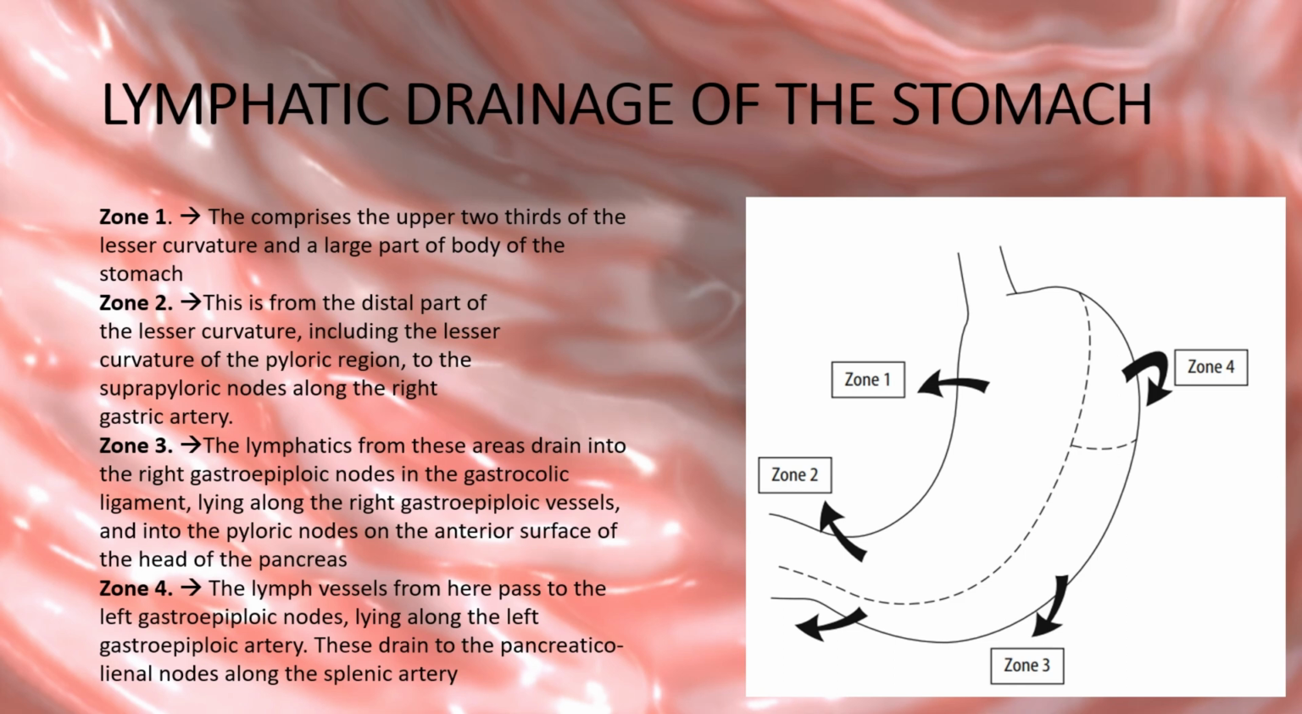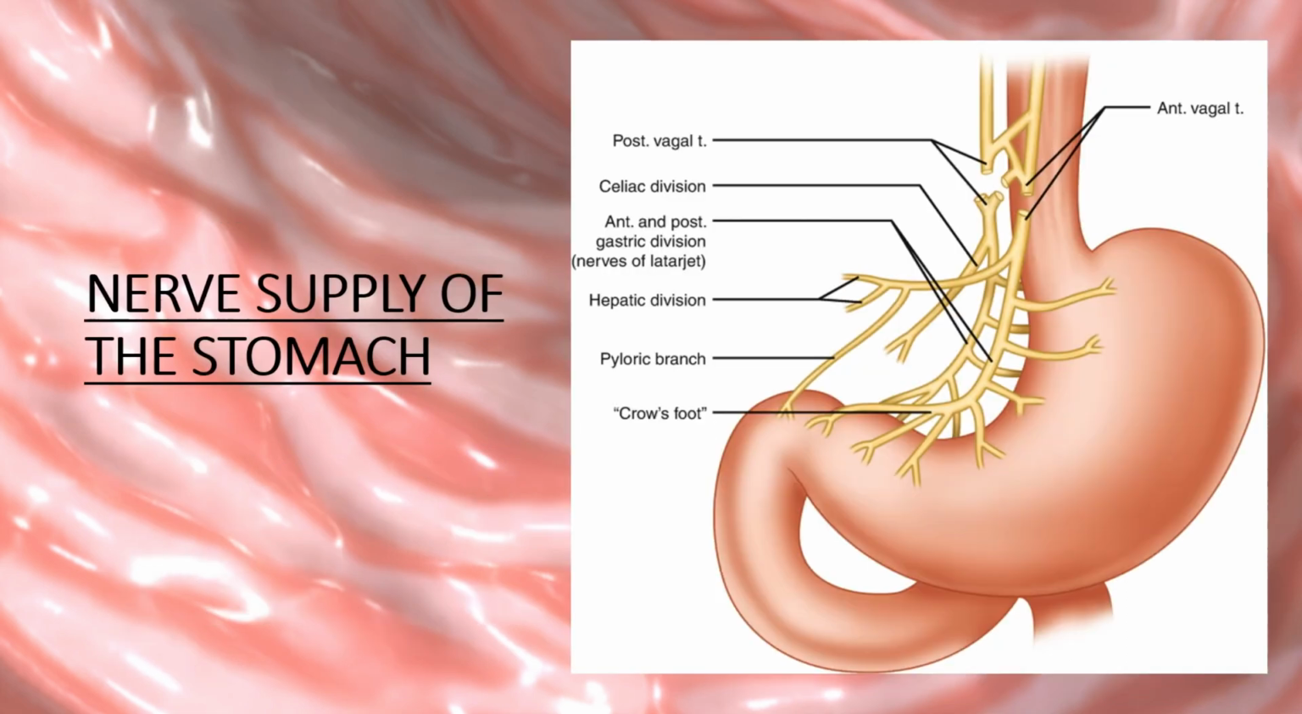Zone 3 includes the pyloric part of the stomach as well as the right half of the greater curvature. The lymphatics from these areas drain into the right gastroepiploic part of the gastrocolic ligament, along with the gastroepiploic vessels. In this last part of the video, we have the last zone, zone 4, that comprises the left half of the greater curvature and the gastric fundus.